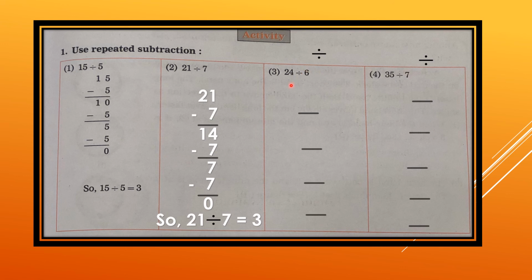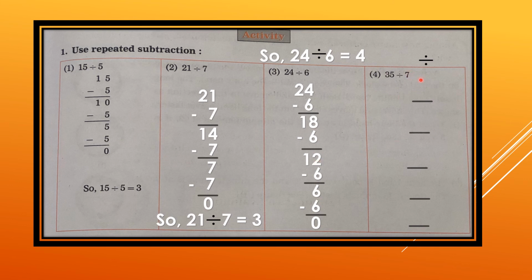Let's do 24 divided by 6. 24 minus 6, answer is 18. 18 minus 6, 12. 12 minus 6, 6 and 6 minus 6, 0. So how many times did we subtract? 4 times. So if you tell your 6 times table, you will find that 6 4s are 24. Once, twice, thrice and the fourth time.